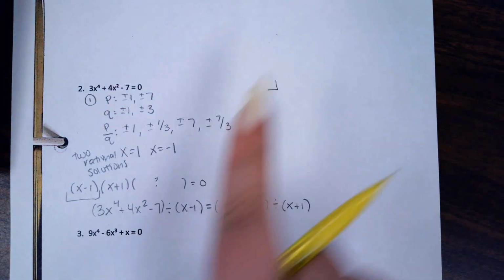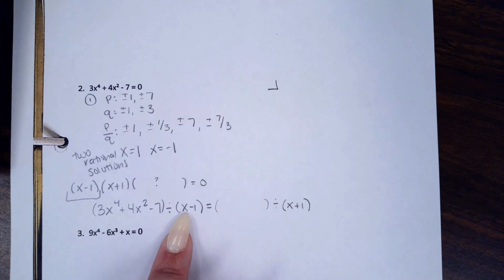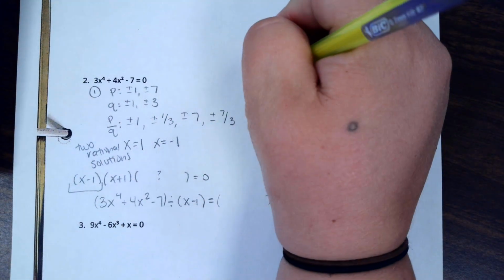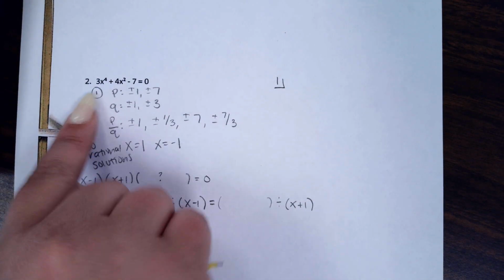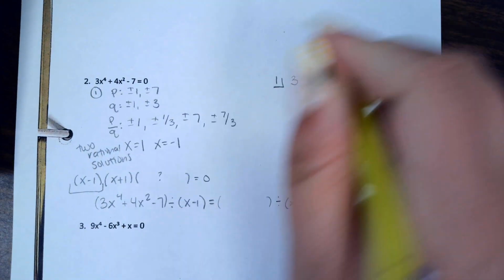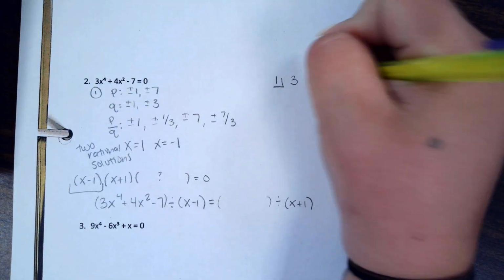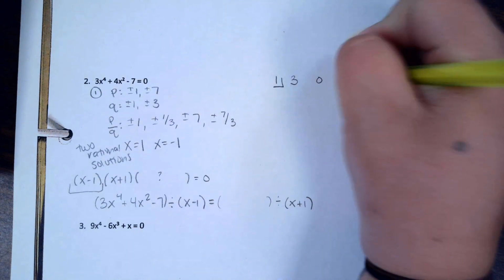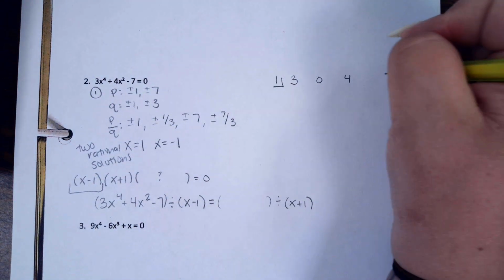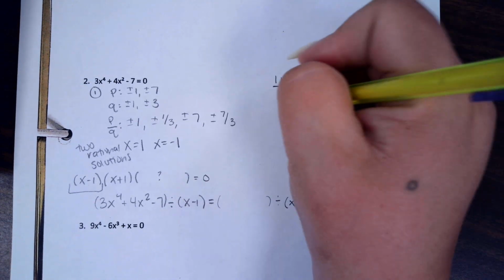So first, I'm going to start with x minus 1. So if we take the opposite, right? If x minus 1 equals 0, that means x is 1. So we put that up there. And then we take the coefficients of our polynomial. So we have 3. We don't have an x cubed term, so we need that placeholder of 0. We do have an x squared, so that's 4. We don't have an x term, so that's 0. And then our constant is -7.